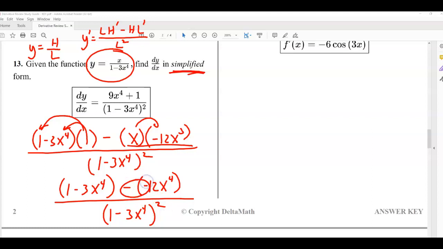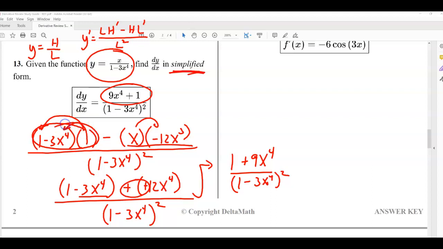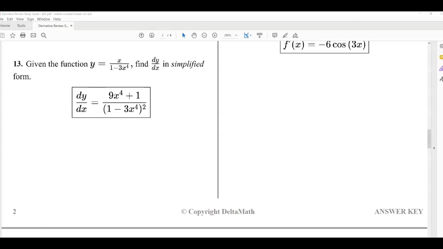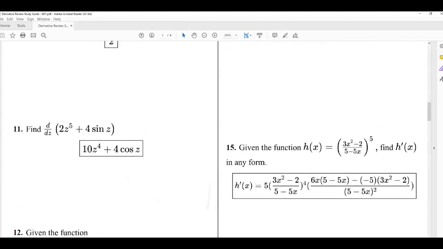So here we have double negatives, which is a positive, and then you combine the positive 12x to the 4th with the negative 3x to the 4th, and you end up with 1 plus 9x to the 4th over 1 minus 3x to the 4th squared. Notice they put it in a different order on the top. I don't think that would matter. Matter of fact, I know that that wouldn't matter, so not a big deal. So when they say simplify with these ones, I think what they want you to do is to multiply, multiply, subtract. All right, let's move on to number 14.